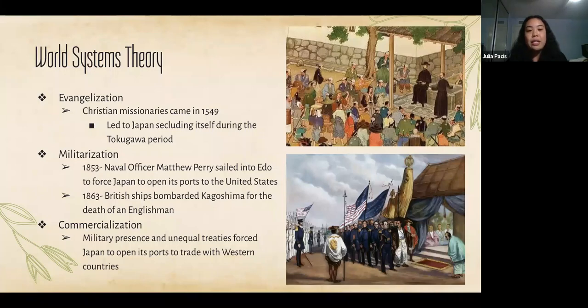And then also in 1863, British ships bombarded the city of Kagoshima over the death of an Englishman, and this allowed military forces to enter Japan. As a result of this military presence and unequal treaties that Japan was forced to sign, Japanese ports had to be open to Western countries, which allowed Western influence in and created the push-pull factors that were mentioned on the previous slide.